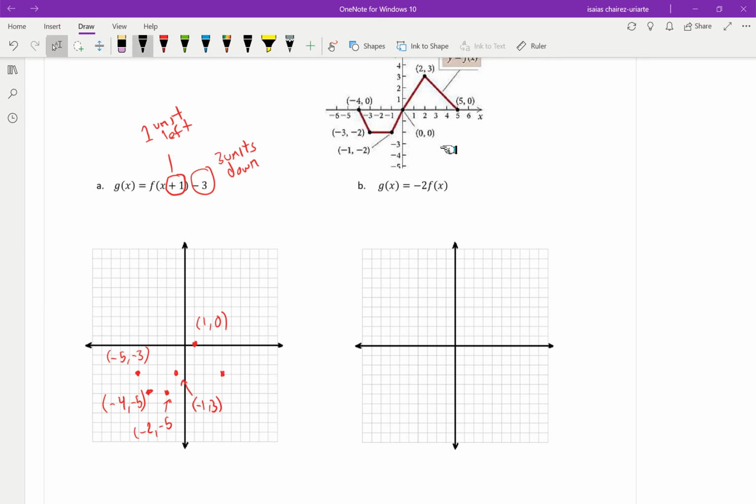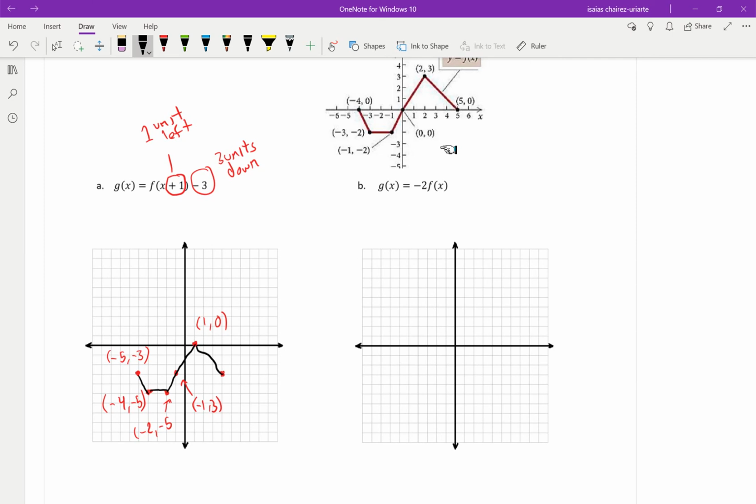Okay, and now let me sort of connect the dots here. Ooh, that was a very squiggly line. Sorry, but it's supposed to just be a straight line. And that is my transformation.